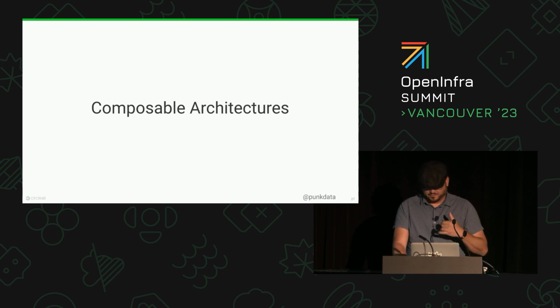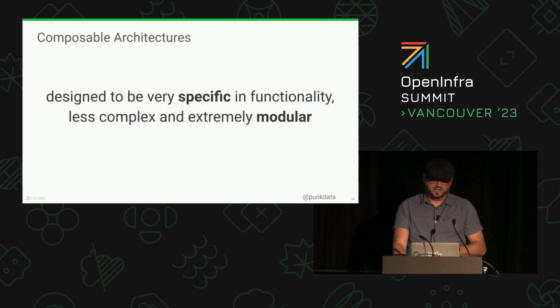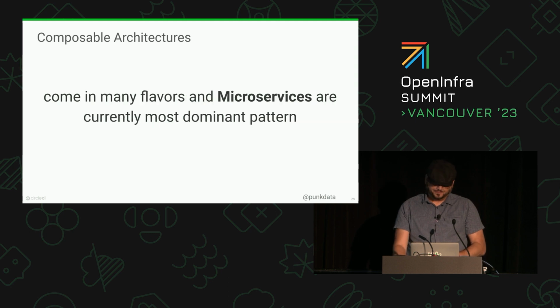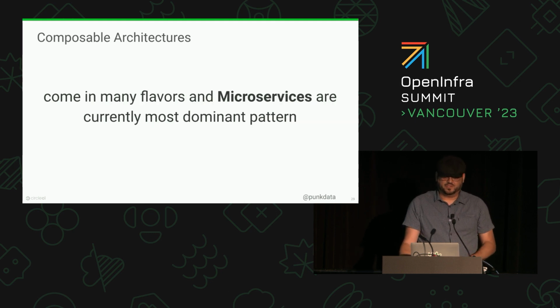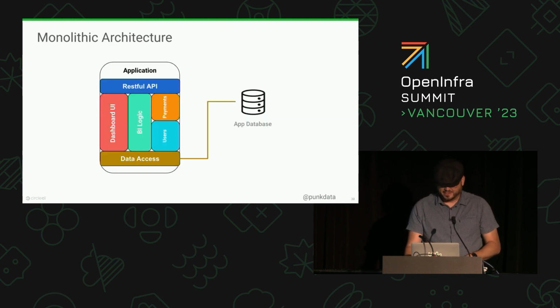So let's talk about composable architectures. They're designed to be very specific in functionality, less complex, and extremely modular. Again, that gives you the ability to reuse these services dynamically and at scale. They come in many flavors. Today I'm going to focus on microservices, because they're the most dominant pattern in tech today.